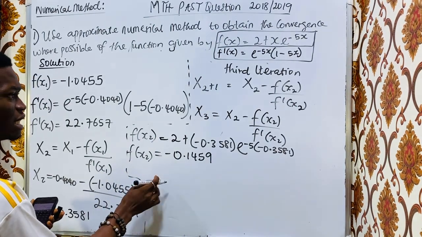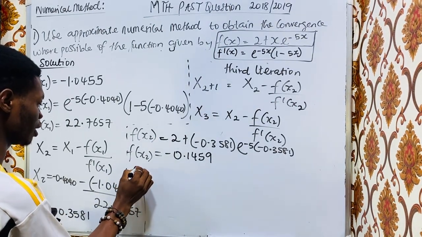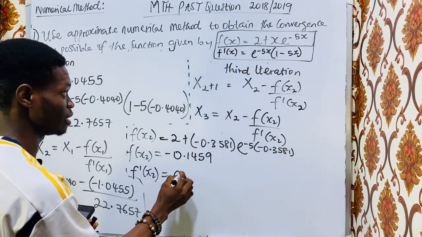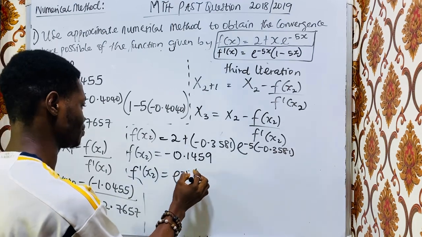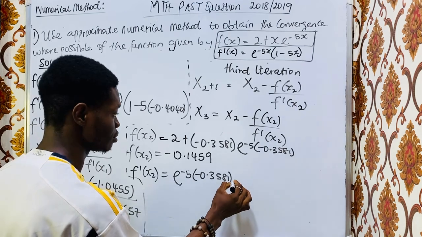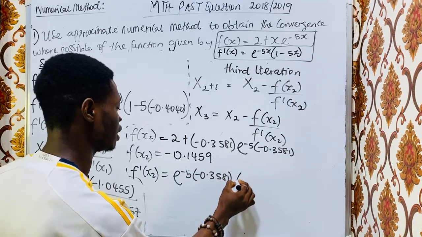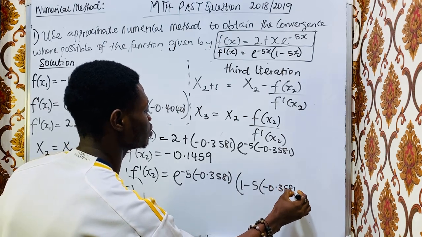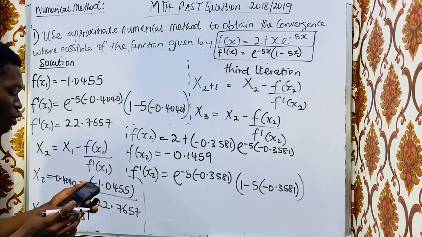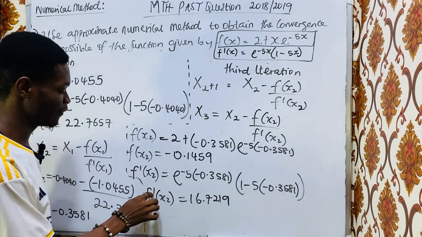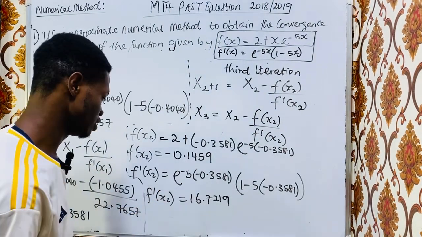What are we getting again? f prime of x2. See the formula, we put it here: exponential negative 5 times negative 0.3581, times 1 minus 5 times negative 0.3581. So if you do it well, you are going to get the value of f prime of x2.